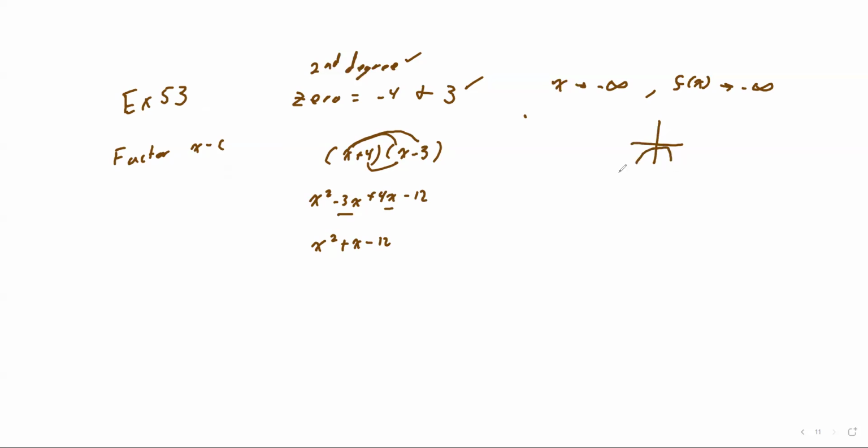What will cause that to go down? My leading coefficient must be negative. So what I have to do is multiply the entire function by negative 1. That gives me negative x squared minus x plus 12. And there's your polynomial function. It has those as my zeros, it has the leading coefficient making it go down, and it's a second degree. Let's do a few more to make sure we have this part down. So let's look at example 54.